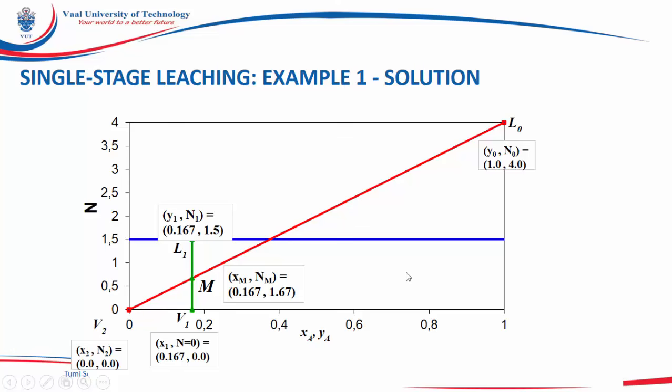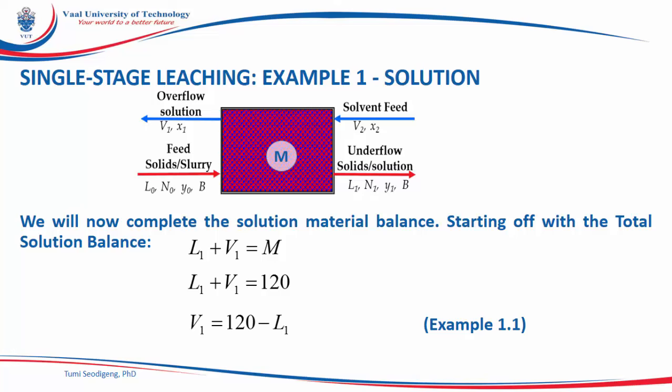Now, what we can do from here is use this graphical representation to solve some of the unknowns using the lever arm rule, or we can proceed with mass balance to solve those unknowns. Now we will complete the solution by calculating the material balance to find the masses of L1 and V1, starting off with the total solution balance, which looks at the solution across the mixing point M. We know that L1 plus V1 equals M, indicating that the mixture does split into the overflow and the underflow. From that equation, we can find an equation that represents V1 in terms of L1.